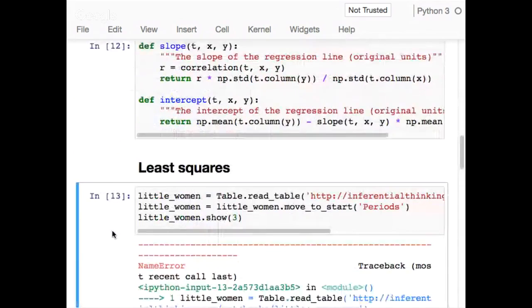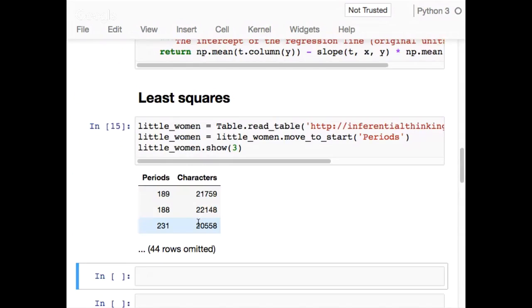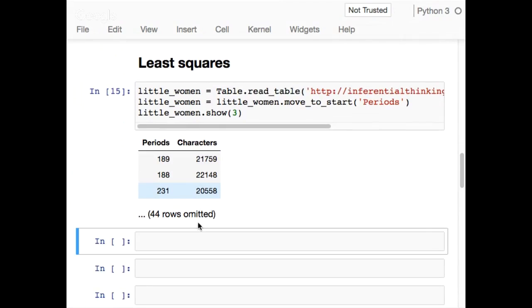I'm going to read in some data that we looked at on the very first day of lecture. If you recall, we were looking at the novel Little Women. And if you remember all the way back to the beginning of summer, we noticed that it looks like something's going on with the periods and characters, right? We saw that the more periods a chapter has, the more characters a chapter has, and vice versa. Let's show that. So here's Little Women. Let's scatter plot periods and characters.